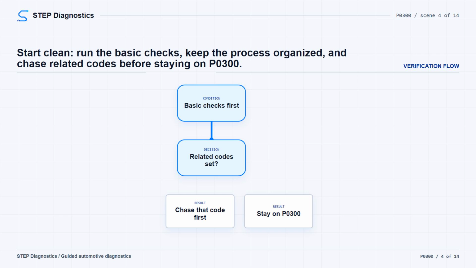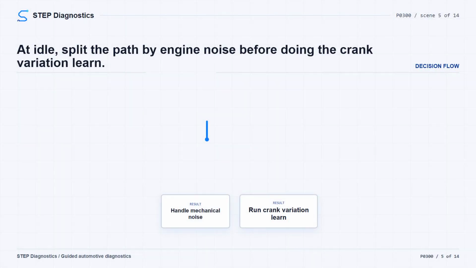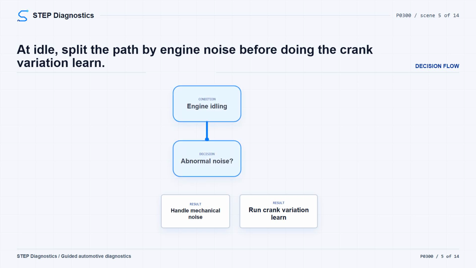If other codes are present, check what they mean first, especially anything tied to cam or crank sensing, glow plug or injector operation, the fuel system, or engine mechanical condition. Those can change the direction of this misfire diagnosis. Begin the verification with the engine idling. Listen for abnormal engine noise. If you hear a mechanical noise that should not be there, stop chasing P0300 as an electrical or fuel-only problem and handle the engine mechanical symptom first.